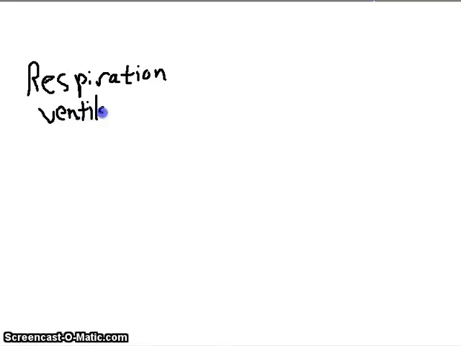What is respiration? That is a question we ask all the time. Respiration. And what is ventilation? You see, they are not so different, yet they are not the same. Respiration is both external and internal respiration.